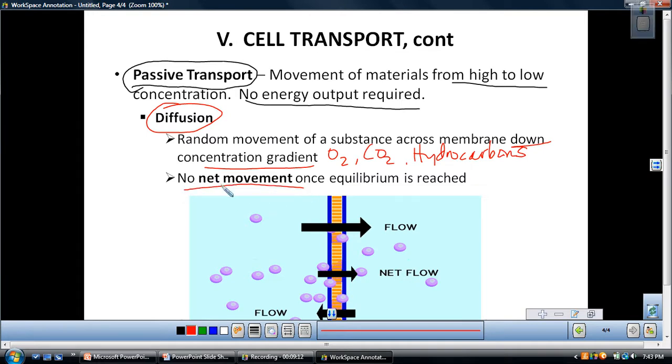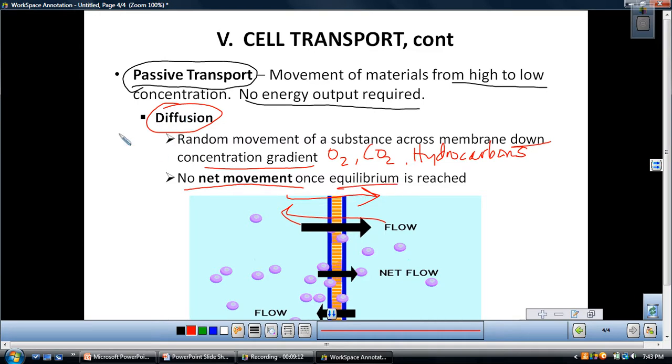Net movement means overall movement will stop, but you will still have equal rate of exchange. For some particles that went to this side, some would go to that side. But the net flow, the net movement, once equilibrium is reached, would go ahead and stop.